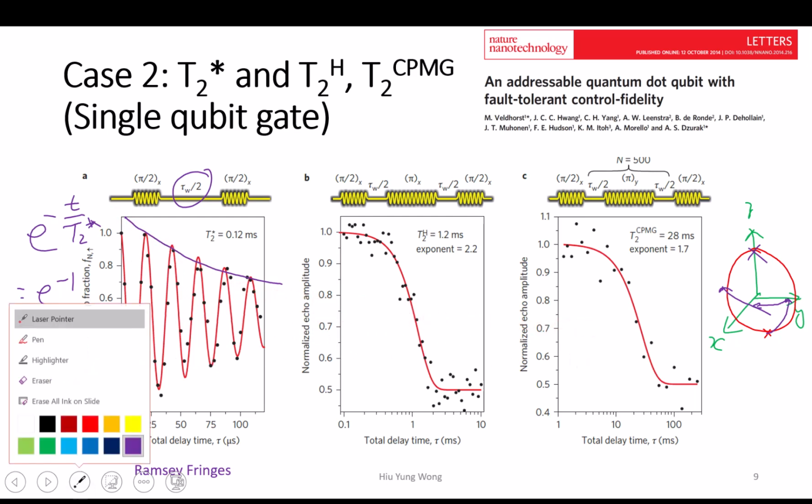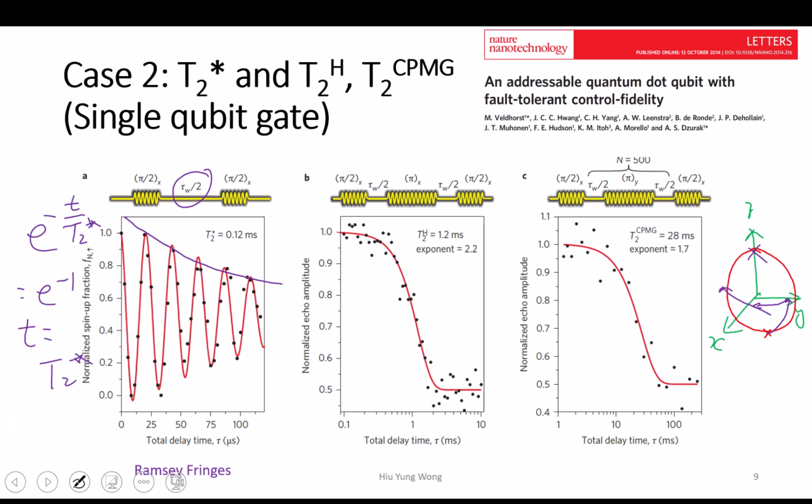So my equation is not exactly correct if you want to do that. This should be 0.5 plus 1 over 2 e to the power negative t over T2 star. So that when t equals 0, this is 1, and when t equals infinity, this is 0.5. So this whole thing equals 0.69, like what you said.